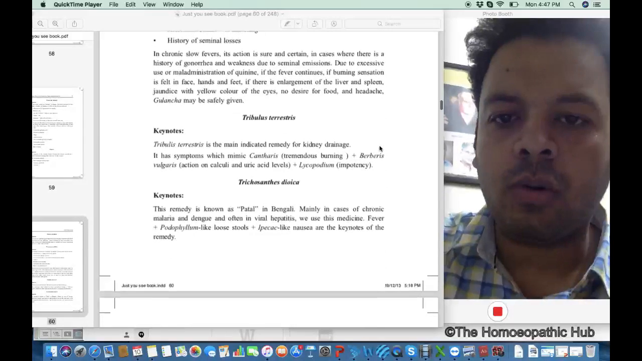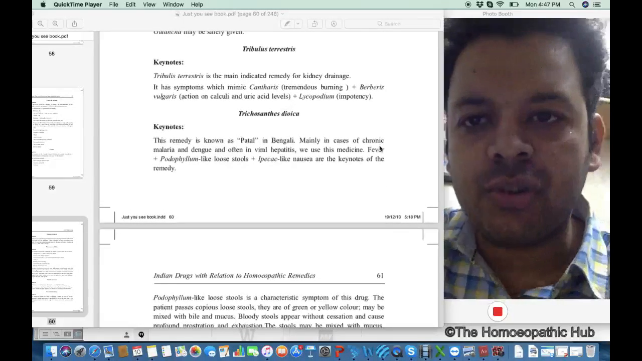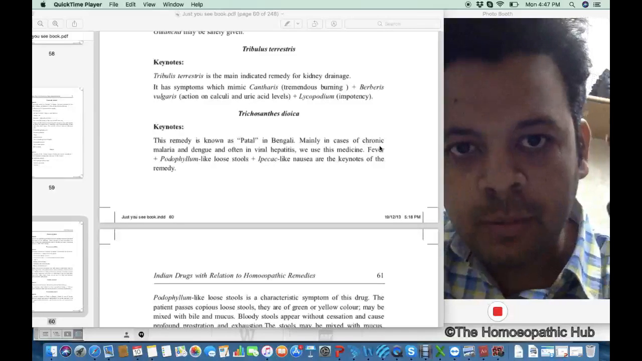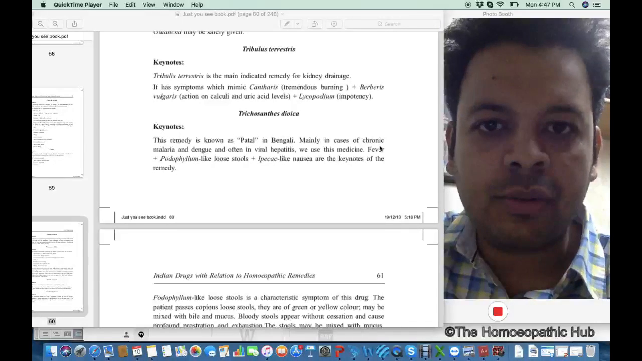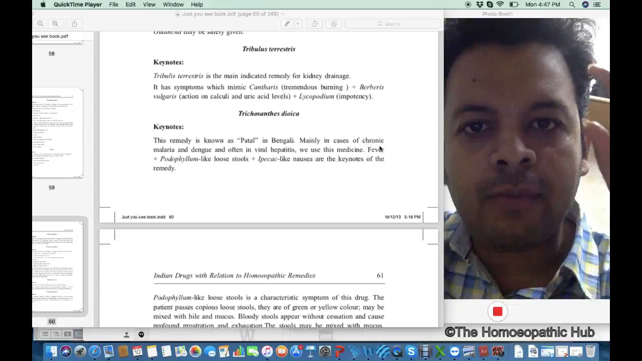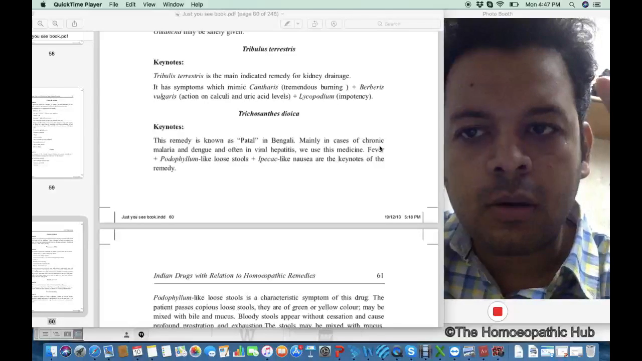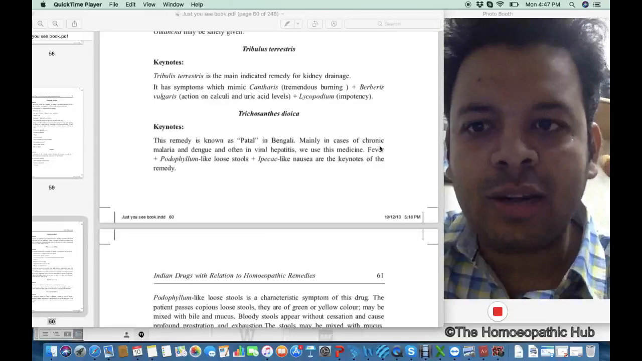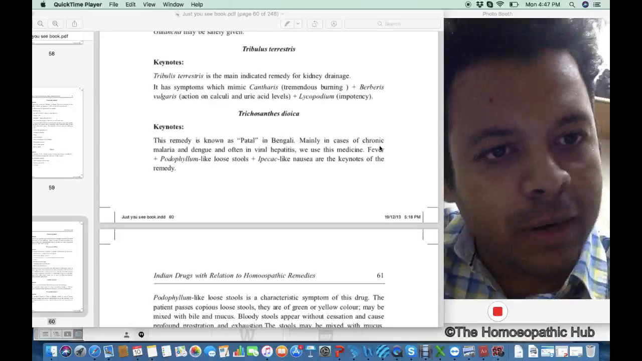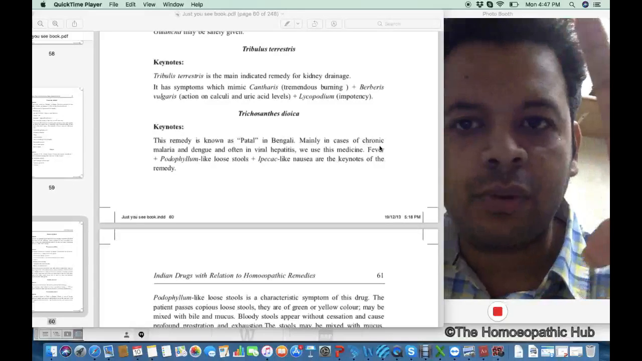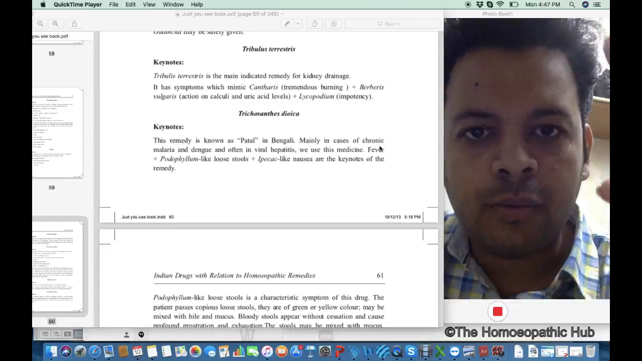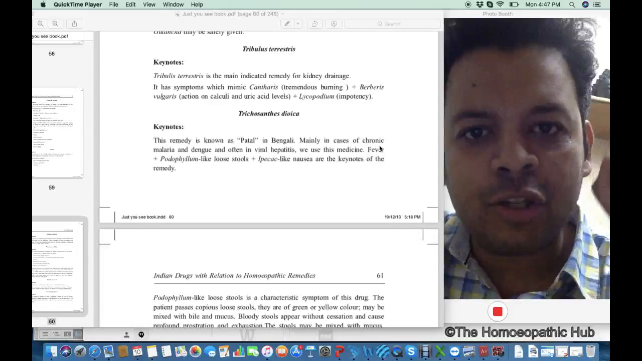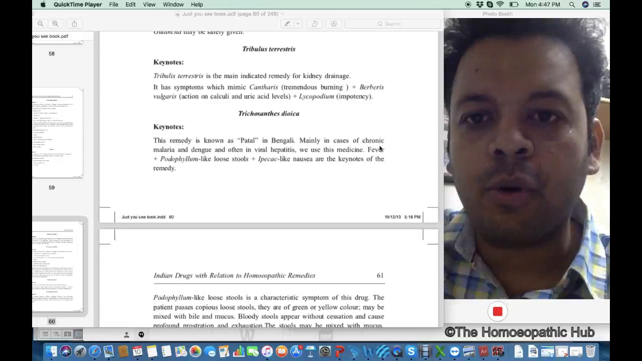What else can I talk to you today about? Tribulus terrestris. It's an Indian remedy for kidney drainage. Top remedy. It should have burning like Cantharis, action on calculi like Berberis vulgaris, but a concomitant is the sexual sphere. So it's a very important remedy for impotency and sexual debility. That's what is written in Boericke Materia Medica.